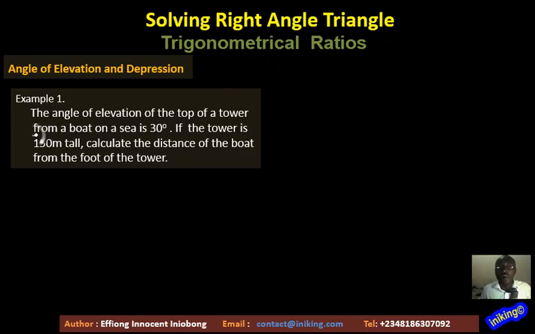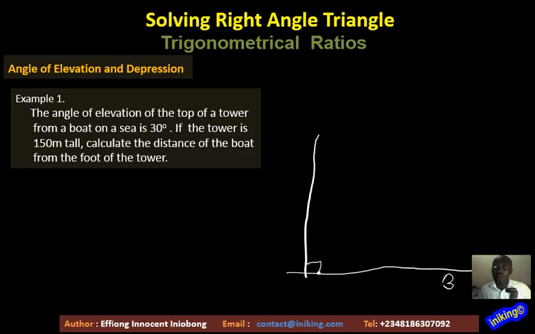Take note of from a boat. Where is the boat? On a sea. So if I say, okay, my sea cannot be in the sky, the sea has to be down there, it means my boat can be somewhere here. I can call that boat B. From the top of a tower, say I have a tower there.